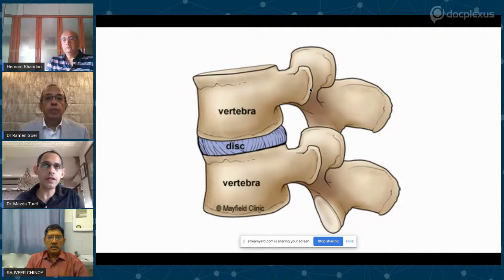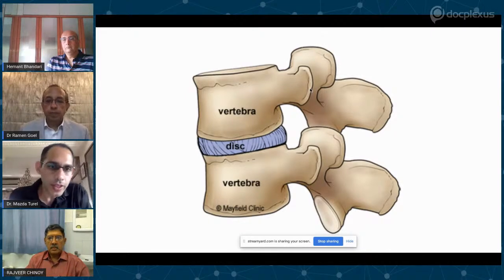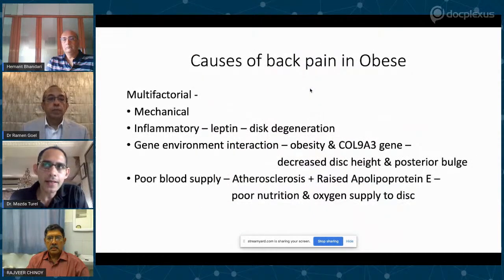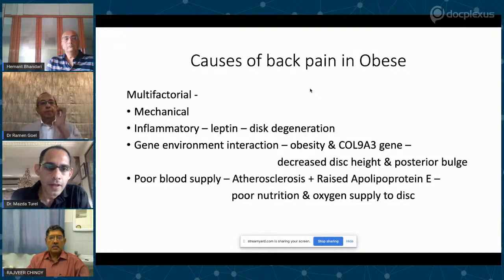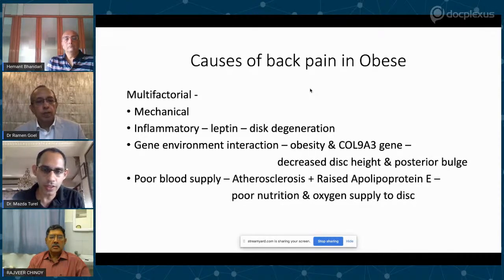The thing about obesity is it's not only bone related. 90% of spine pain is musculoskeletal. Very little spine pain is actually nervous or neurological spine pain. Most of it is musculoskeletal and arises not from nerve root compression, but from muscle damage, from muscle wasting, and from the bone and from the disc.